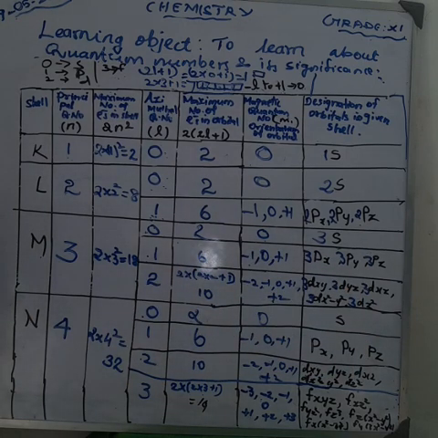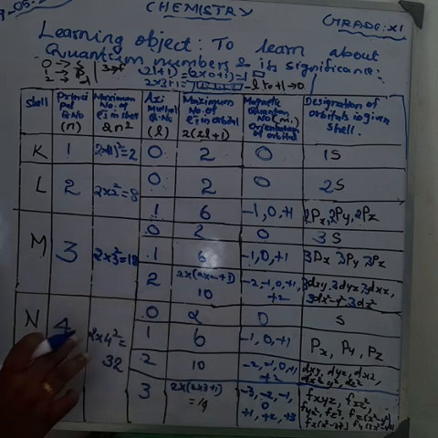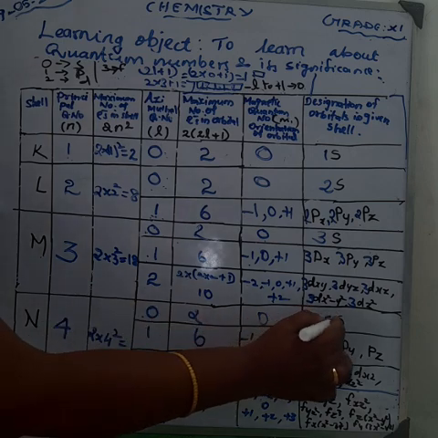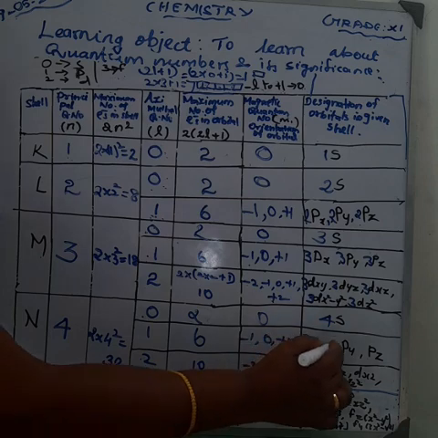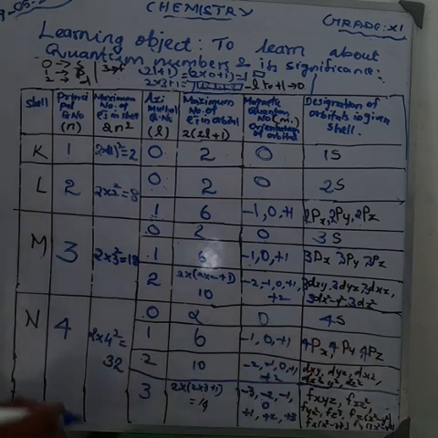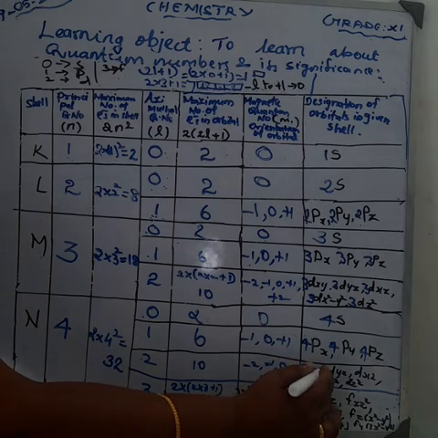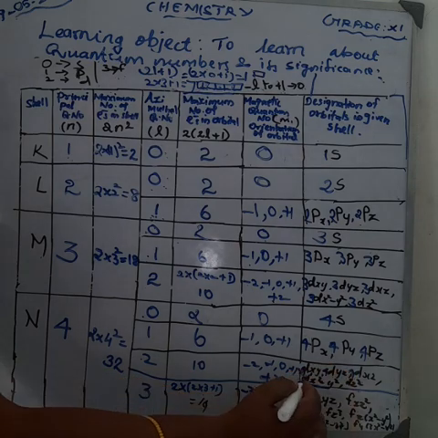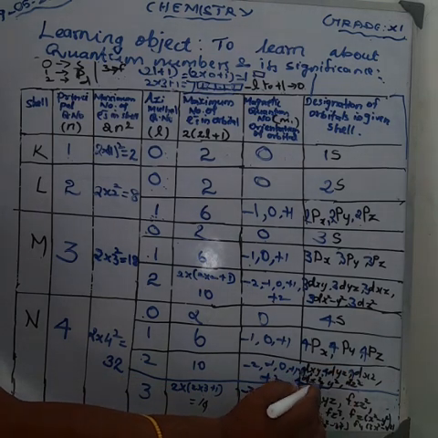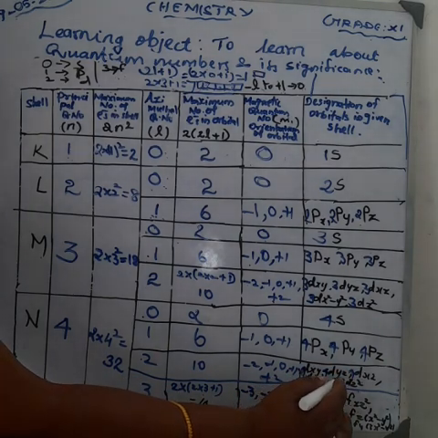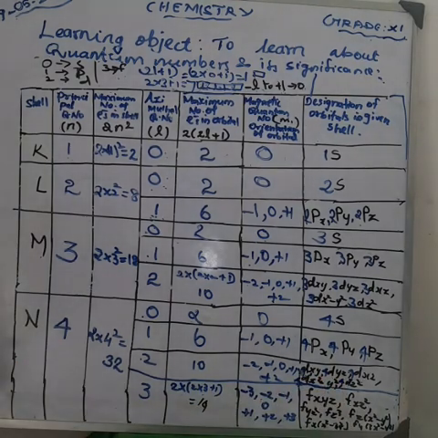Okay, understood? And then finally the fourth shell, the N shell. The principal quantum number is 4, n equal to 4. So we can write 4s, 4px, 4py, 4pz, and then d orbital with 5 orientations: 4dxy, 4dxz, 4dyz, 4dx square minus y square and 4dz square.